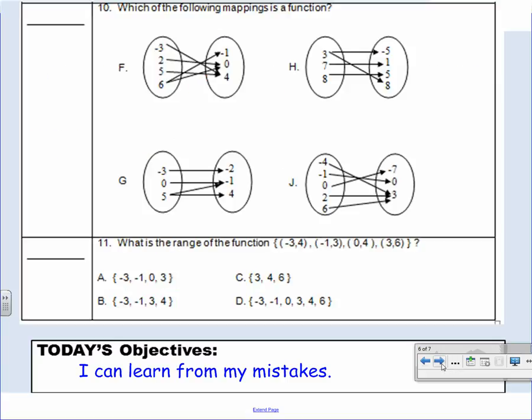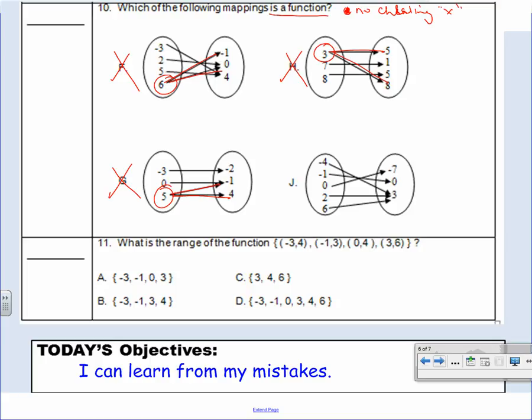Number 10, which of the following maps is a function? So to be a function, we can have no cheating x's. Remember, to be a functional relationship, you can't have any cheating x's. So in F, I see that 6 is cheating with negative 1 and 4, so this is not a function. In H, 3 is cheating with negative 5 and 8, so it is not a function. G, 5 is cheating with negative 1 and 4, it is not a function.